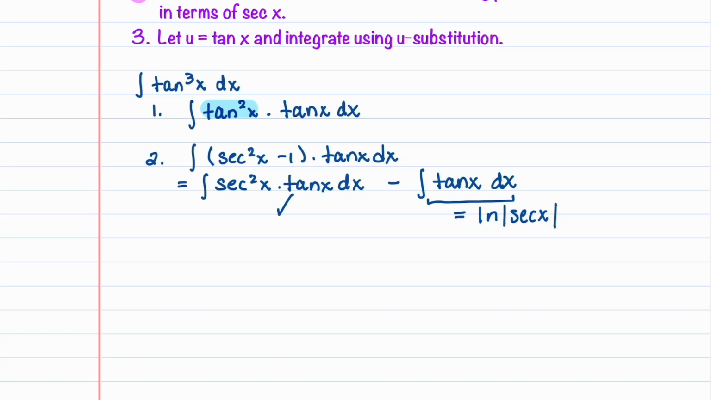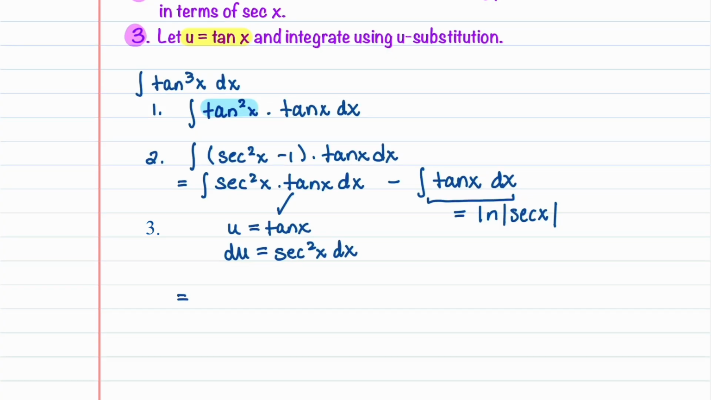Now we have to evaluate our first integral. Let's look up here at step 3. Step 3 says that we are going to let u equal tangent x and integrate using u-substitution. Our u is tangent x, and then our du is secant squared x dx. So this gives us the integral of u du, and this is just u squared over 2. We'll bring the 1/2 out in front, and then we plug back in that u is tangent x, so this is 1/2 tangent squared x.